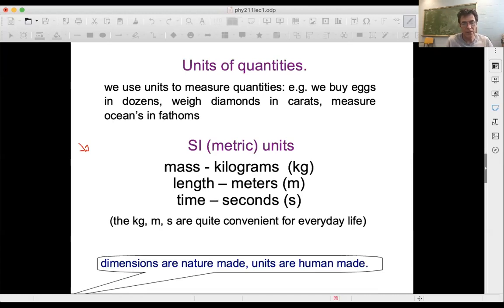Just to make this last point here, us humans have invented units. We invented a kilogram and a meter and a second. Nature, on the other hand, nature was responsible for inventing, not the right word, but inventing mass, length, and time, the basic dimensions.